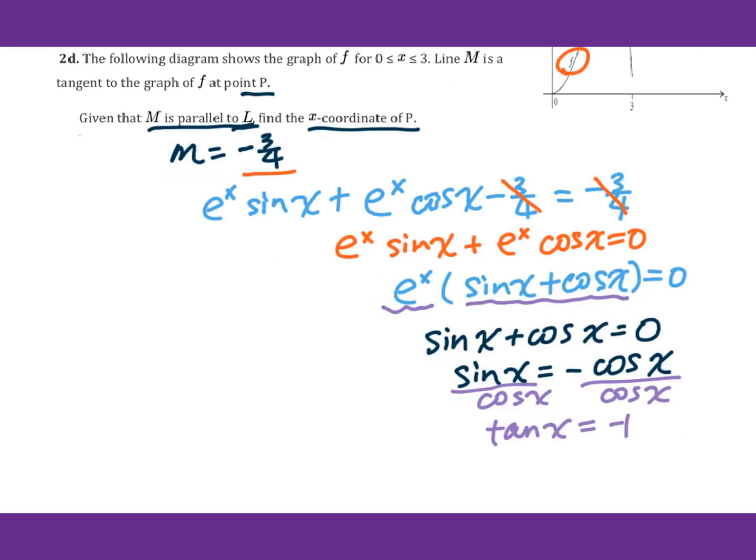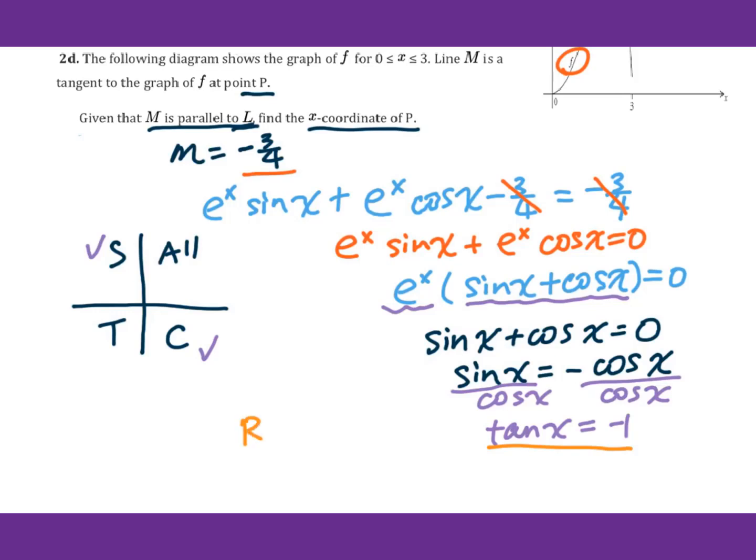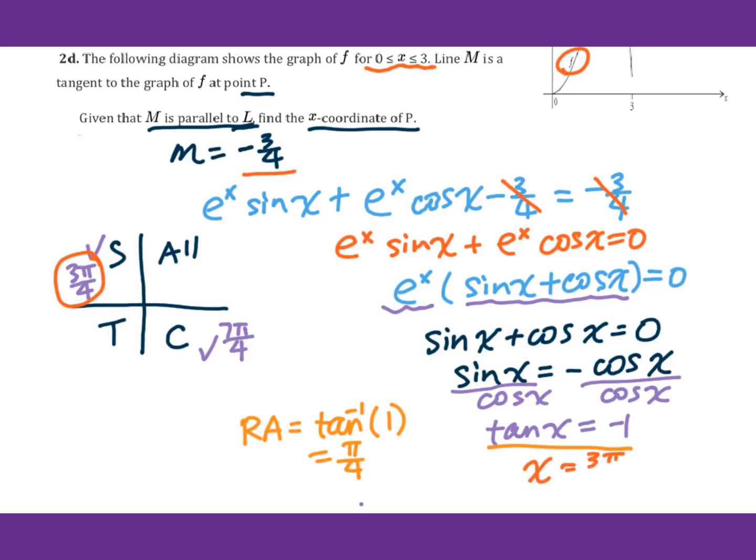We need to solve this trig equation, tangent equals negative 1. That means we use All Students Take Calculus. Tangent is negative in these two quadrants. You can get the reference angle first. That will be inverse tangent of 1, which is pi over 4. Therefore, for the second quadrant, you get 3 pi over 4, and for the fourth quadrant, you get 7 pi over 4. Check the domain for x. It has to be between 0 and 3. Therefore, 3 pi over 4 will be the solution. So x equals 3 pi over 4.